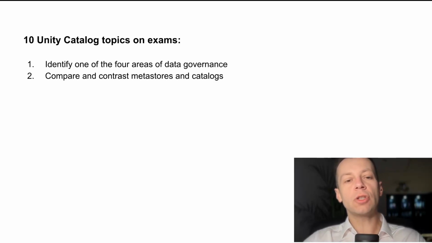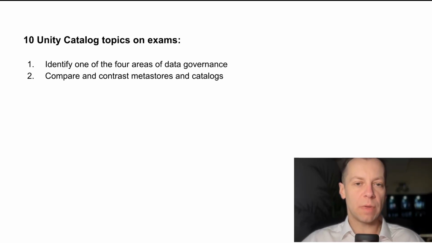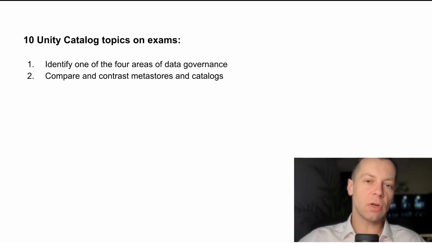Compare and contrast metastore and catalog. So the metastore is a level up. It can have multiple catalogs, and catalogs are created on the workspace level, while a metastore, on the other hand, can have multiple workspaces. So that's simple. We have metastore, catalog, schemas, tables, views, volumes, or functions.